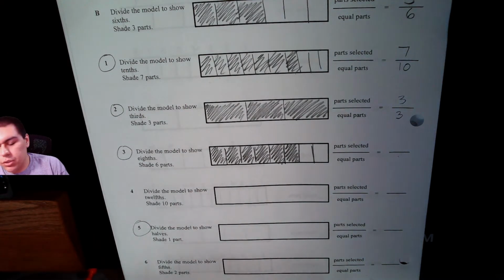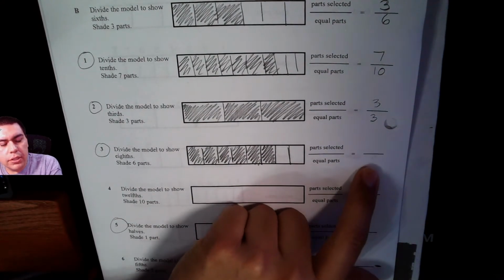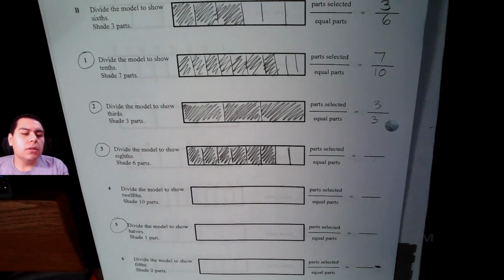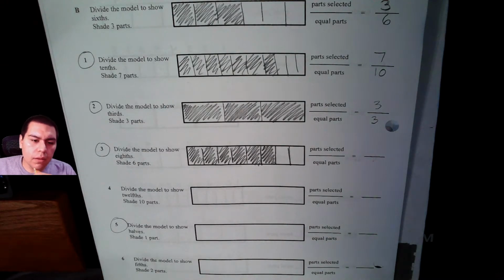Who can tell me what should my fraction be? What fraction would match this model here? Messiah? What fraction would match this model, Messiah?